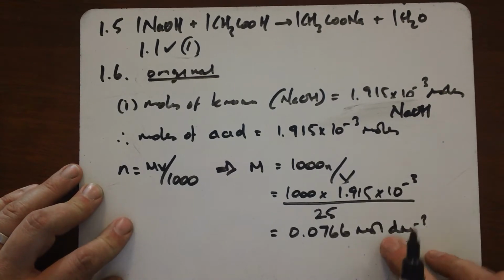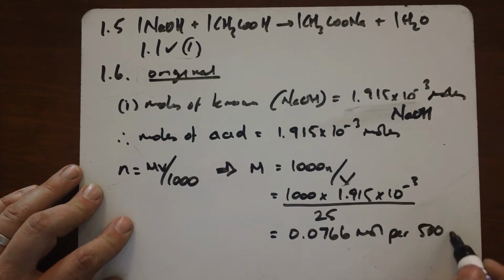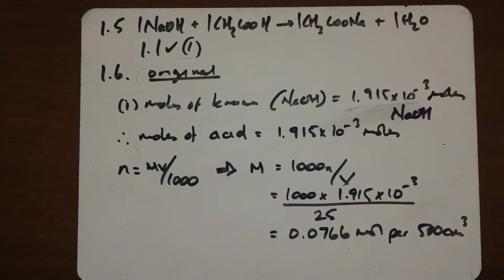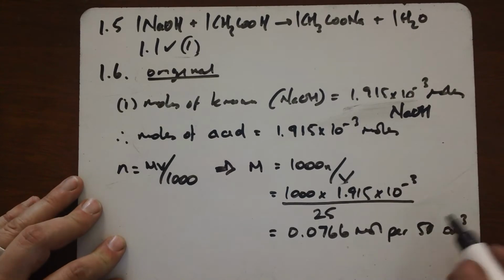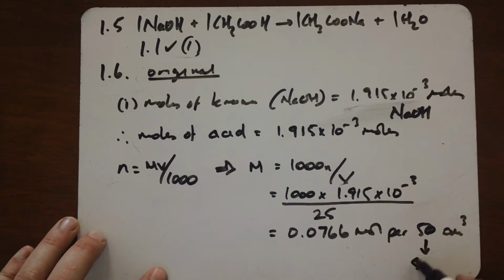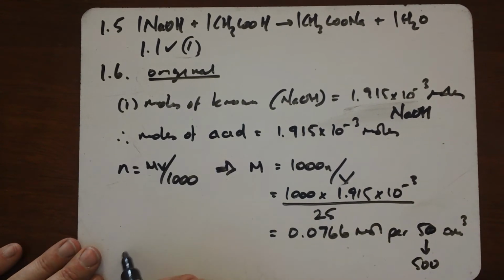However, it's not per decimeter cubed, it's actually per 500 centimeters cubed, because that was how much of the original solution we used, 50 centimeters cubed. We then diluted it up to 500. So what we need to do to this value is times it by 10.